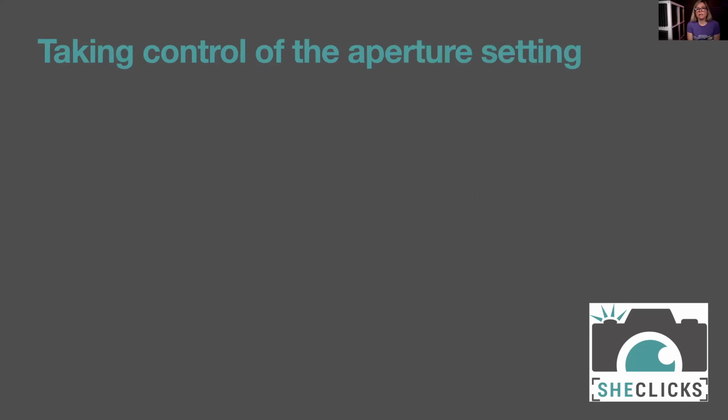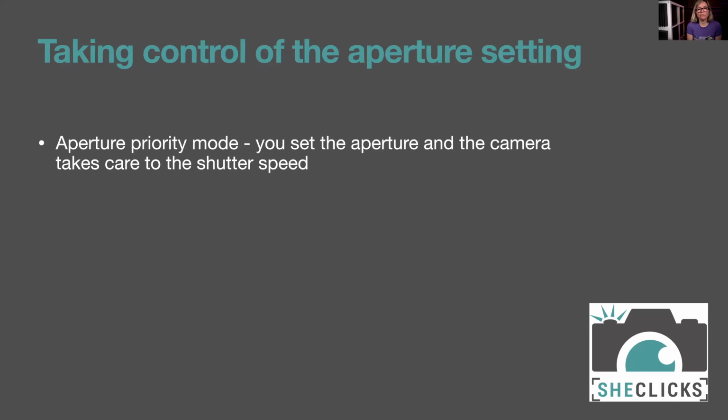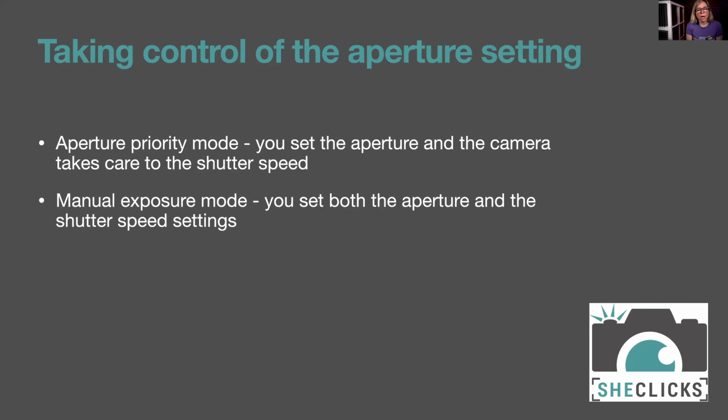Now let's think about taking control of the aperture setting. You may remember from our last webinar that aperture priority mode is the mode in which you set the aperture and the camera takes control of the shutter speed, and it's a really handy way of working. I use it a lot, and I know a lot of pro photographers and enthusiasts use it a lot. But you can also use manual exposure mode. In this mode, you set both the aperture and the shutter speed settings. And this is a fantastically useful way of working.